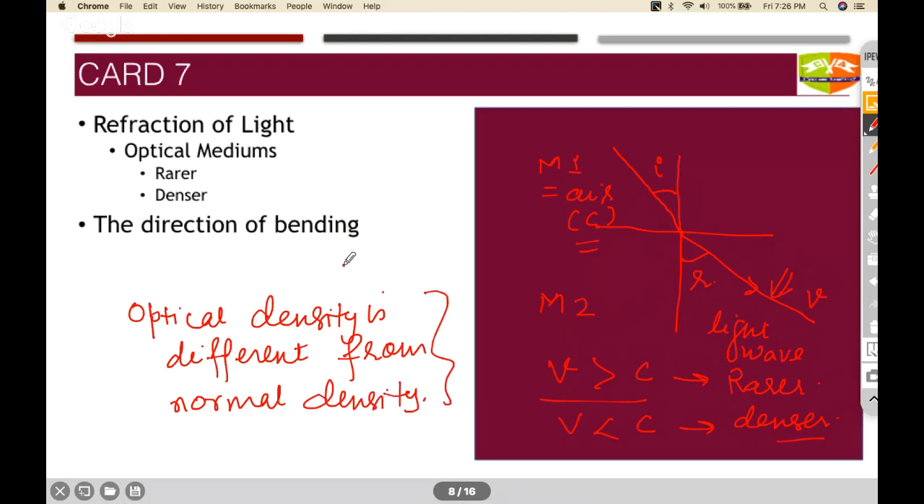For an example, let's take kerosene. When you put kerosene in water, kerosene starts floating on the water. What does it show? It shows that the normal density of the kerosene is lesser than that of water. But in case of light, the speed of the light reduces more in kerosene than in water, which shows that kerosene is optically denser than water. So always remember that the density I am talking about here is not normal density. I define it as optical density, and optical density is different from normal density. You cannot compare optical density with normal density. I gave you the example of kerosene for that matter.